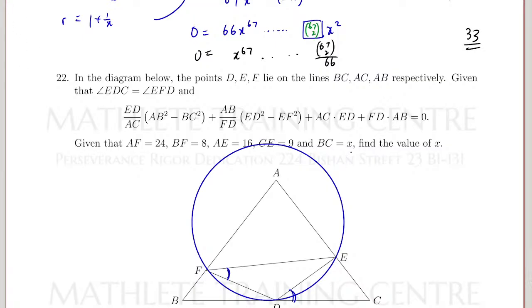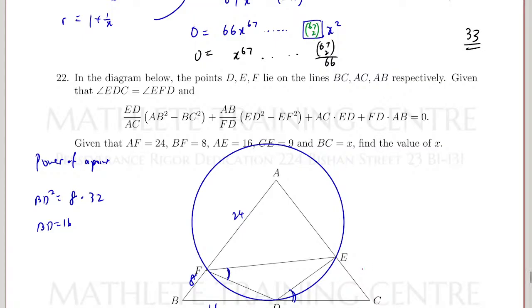So what we can do here is that the key thing is to use power of a point. It's not to use the length condition given in the question. So power of a point says that BF times BA equals BD squared. So if BF is 8, AF is 24, then BD squared equals 8 times 32. So BD must be 16.